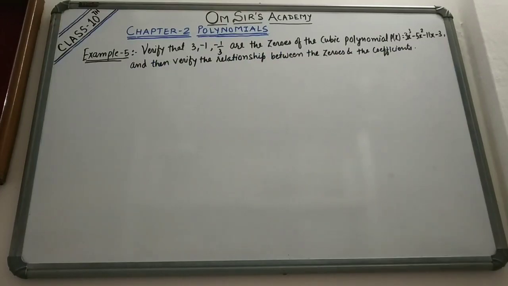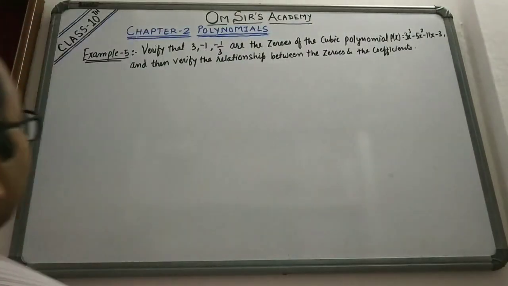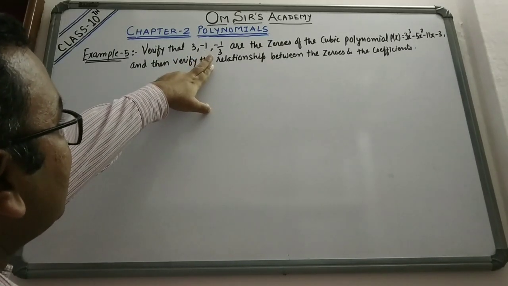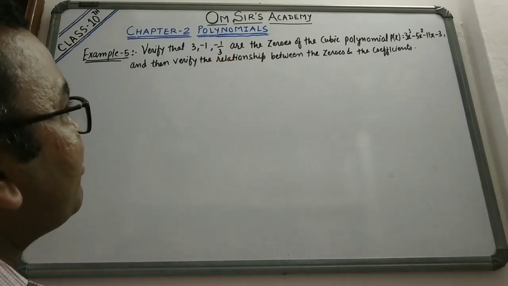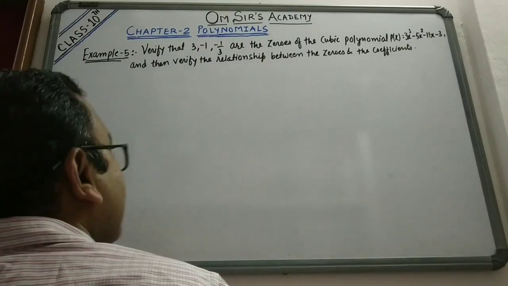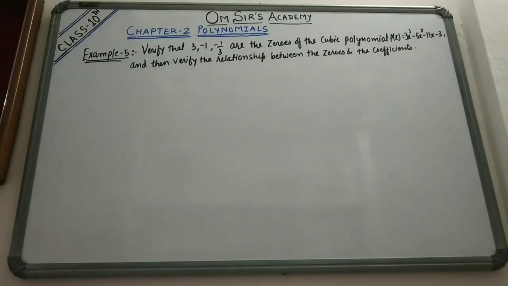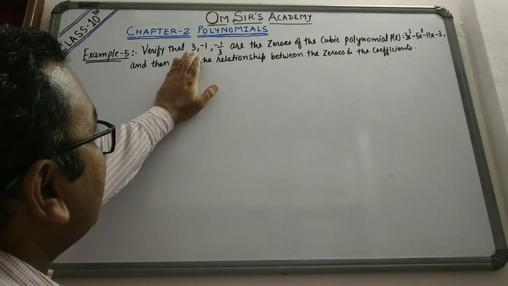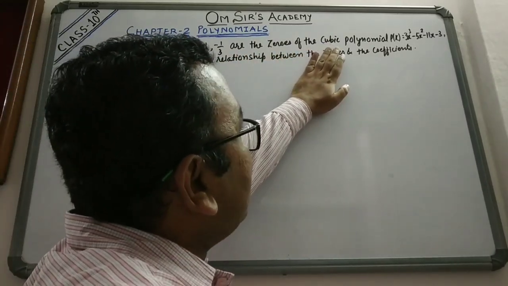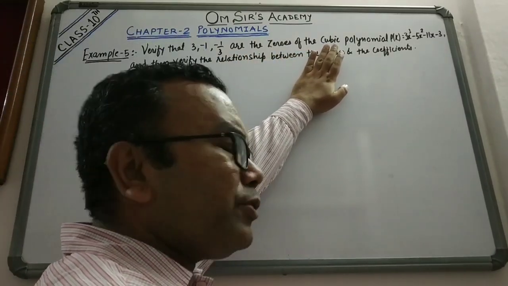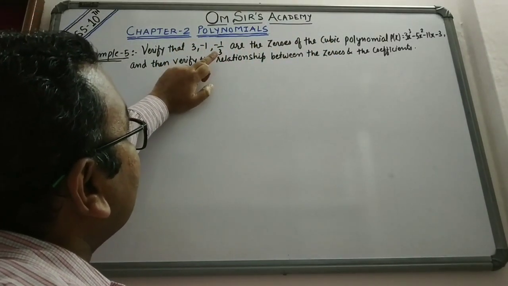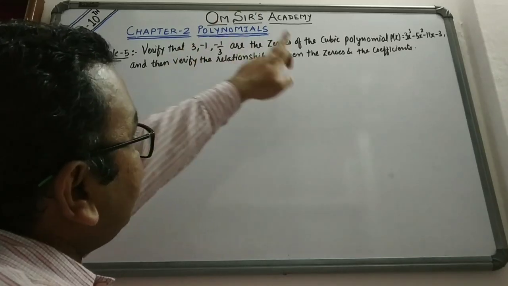So friends, example 5 says: verify that 3, minus 1 and minus 1 upon 3 are the zeros of the cubic polynomial p of x equals 3x cube minus 5x square minus 11x minus 3. Is it clear? So we are given 3 zeros over here. Now see friends, this is a cubic polynomial, so how many zeros should it have? 3 zeros. So alpha, beta, gamma may be the 3 zeros. So are these the zeros of the polynomial?